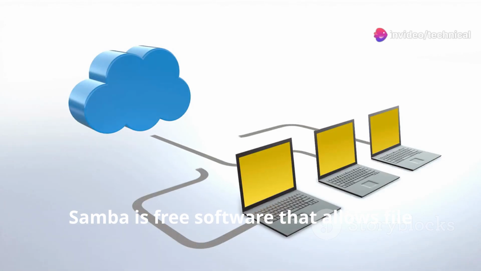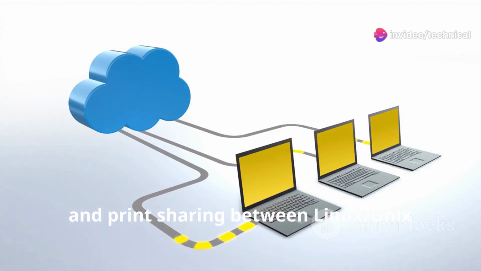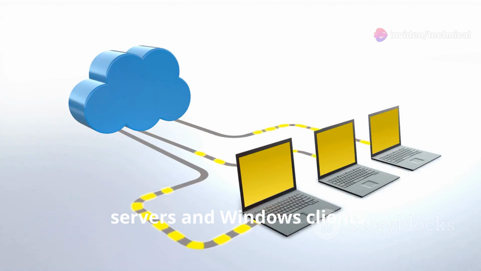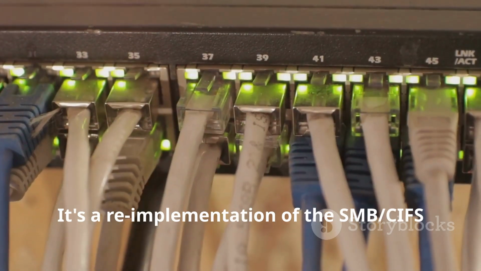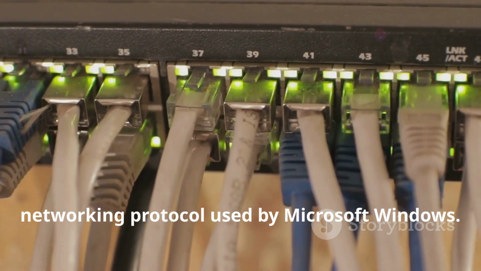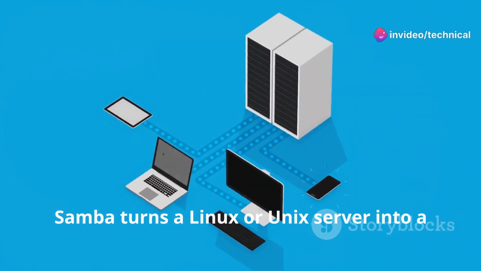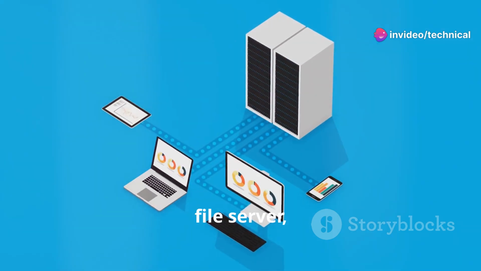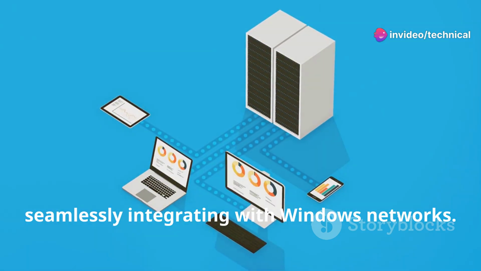Samba is free software that allows file and print sharing between Linux Unix servers and Windows clients. It's a re-implementation of the SMB CIFS networking protocol used by Microsoft Windows. Samba turns a Linux or Unix server into a file server, seamlessly integrating with Windows networks.